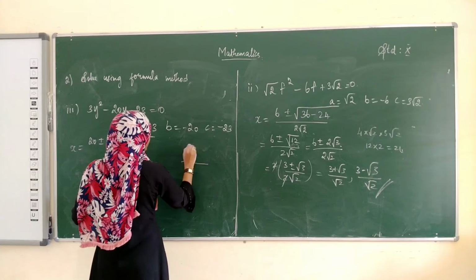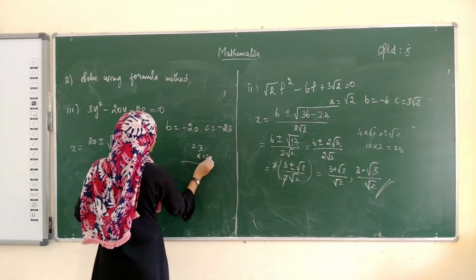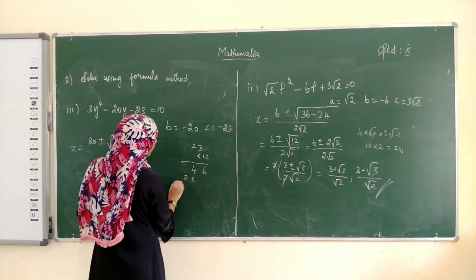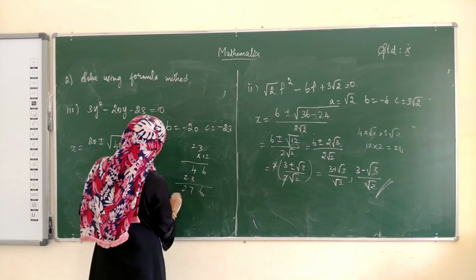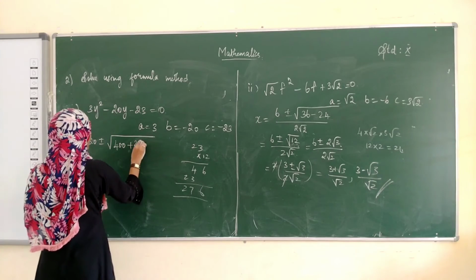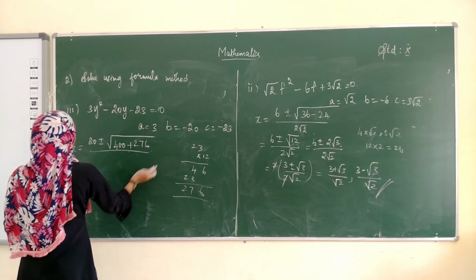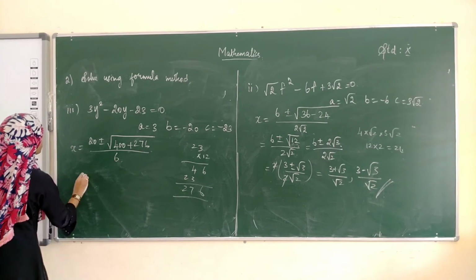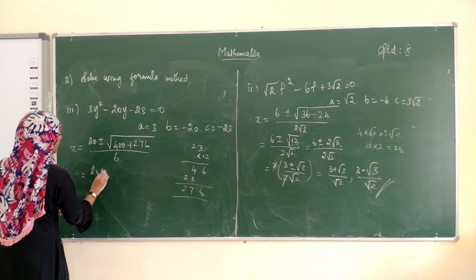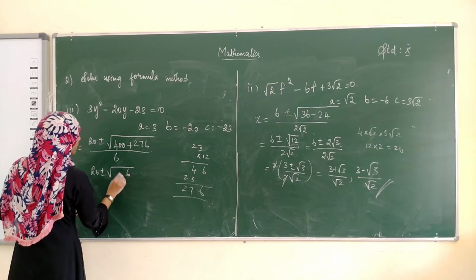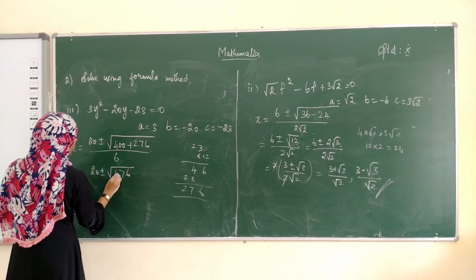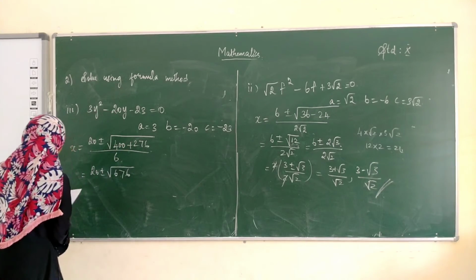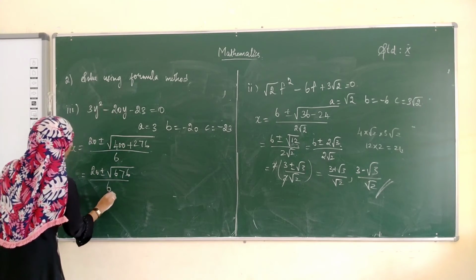Okay? 23 into 12. 3 twos are 6, 2 twos are 4, and we get 276, so 22 plus or minus root of 760 divided by 2 into 3, that is 6. Okay? 22 plus or minus root of 760 divided by 6.